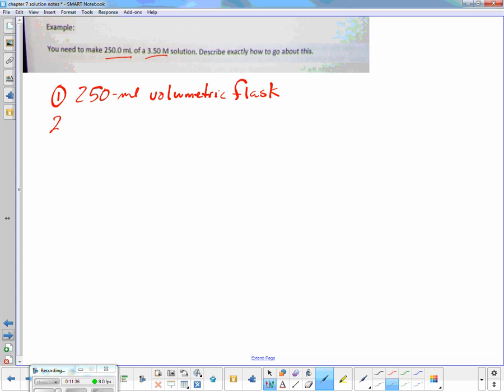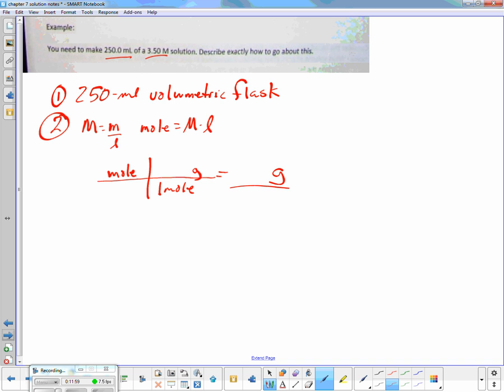Second step is I know that molarity equals moles divided by liters. Well, I want to find out how many moles, so I'm going to take moles are equal to molarity times liters. Once I found out moles, I can take, really quickly, moles, and in 1 mole, figure out how many grams there are. So I can know how many grams I need to weigh out. Third step, weigh out the grams.